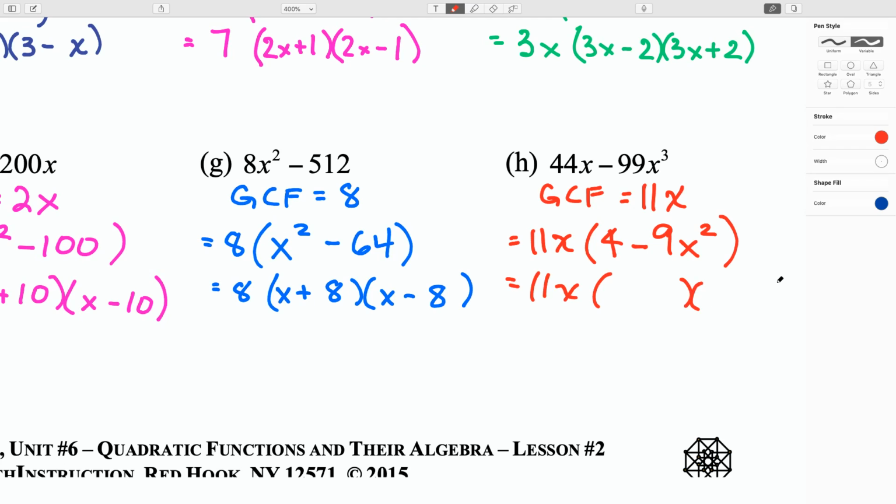Set up the GCF, the difference of perfect square strategy. So I need a conjugate pair. I know I'm going to have 2's because the square root of 4 is 2. Put my plus and my minus. And the square root of 9x squared is 3x.